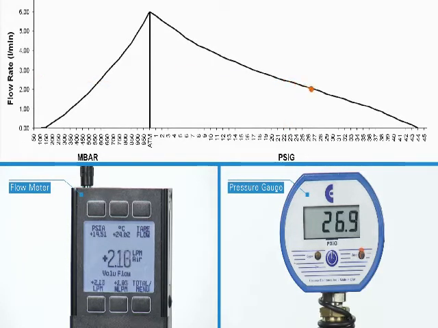Maximum pressure ratings of the pump are measured by completely closing or deadheading the valve on the outlet side of the pump. When the flow meter displays a flow rate of 0 liters per minute, the pressure gauge will display the maximum pressure, which in this case is 44.5 psig.